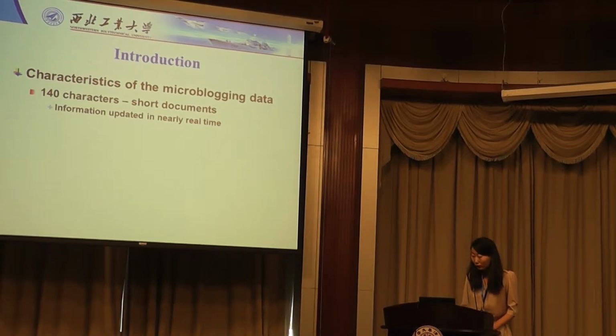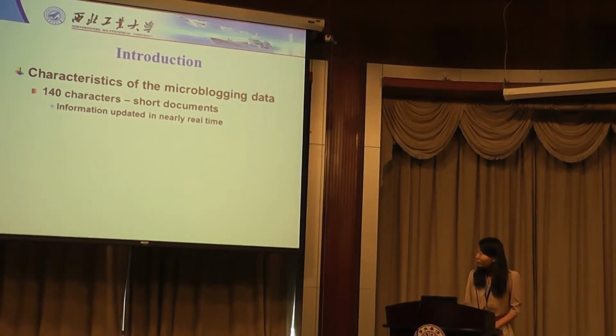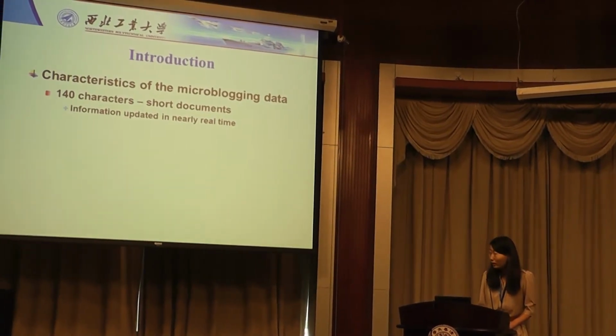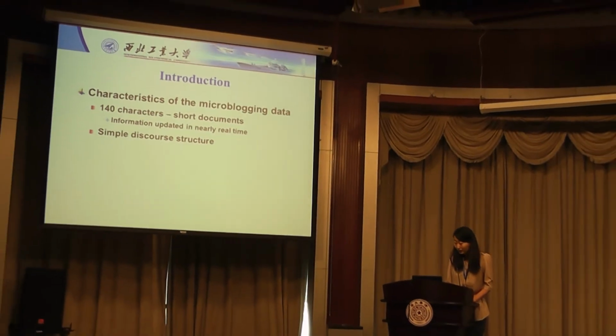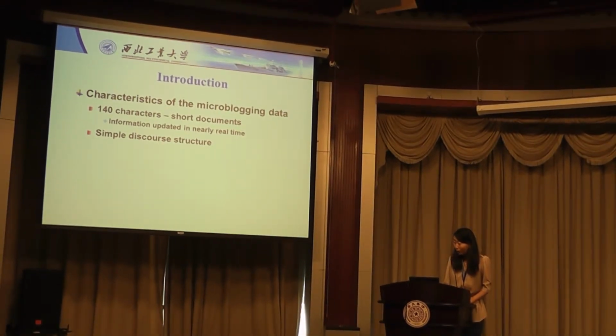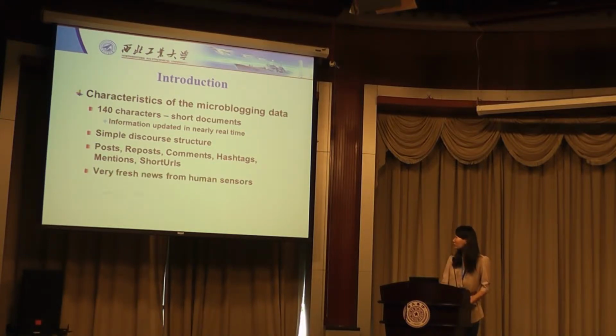First, the content of each microblog cannot be more than 140 characters, and the information is updated in nearly real time. And second is the unique simple discourse structure of the microblogging data. Third is the mechanism of the microblog, for example, including post, repost, comment, hashtag, mention, and URL. And the microblogging data provides us with very fresh news from human sensors, which makes Weibo a timely, fresh information resource.